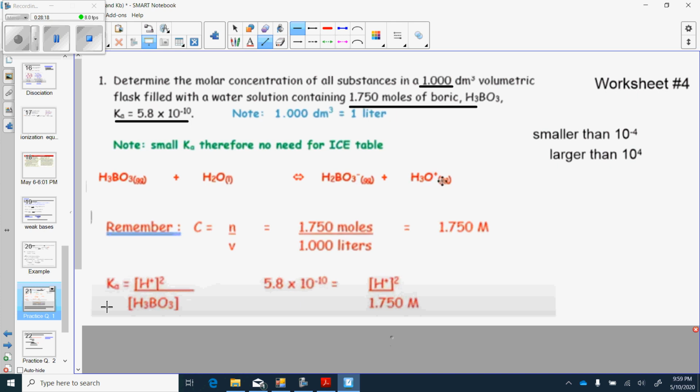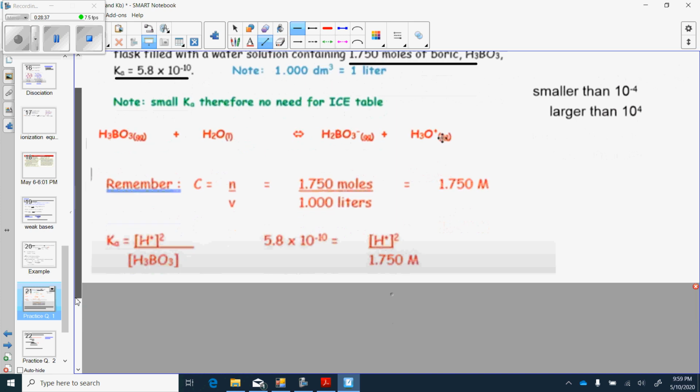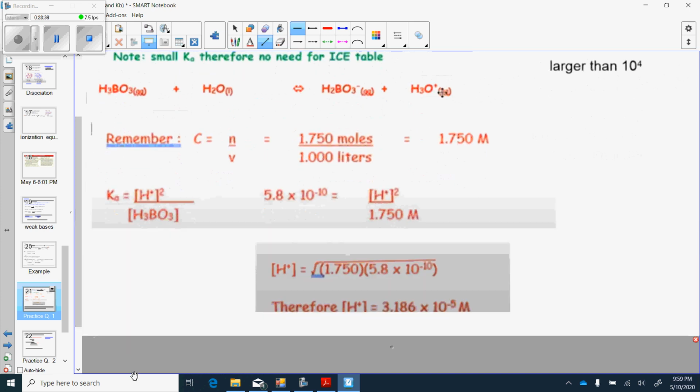Here's our Ka, H plus squared over H3BO3. We know our Ka, we know our H3BO3. We're not going to put minus X because our Ka is less than 10 to the -4, so we can ignore that minus X. And we have our H. We can cross multiply and solve for our H plus. Okay, so our H plus works out to be 3.186 times 10 to the -5 molar. That would also be for your H2BO3 negative ion. Both would be the same.